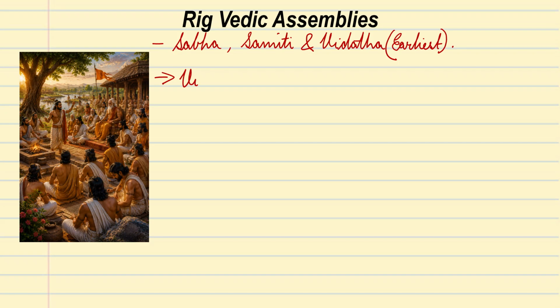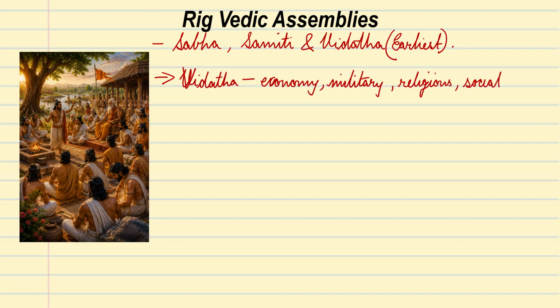So at first we will start with Vidhata. What was the Vidhata? Vidhata was an assembly that performed functions related to economy. Then we had military functions, also religious and social functions. So these were the common elements dealt with in the Vidhata. The important thing about Vidhata is that women actively participated. So there was active women participation in the Vidhata.